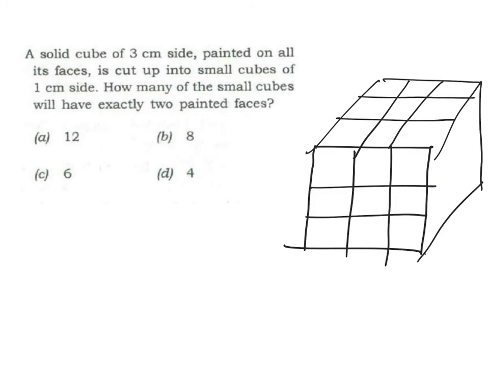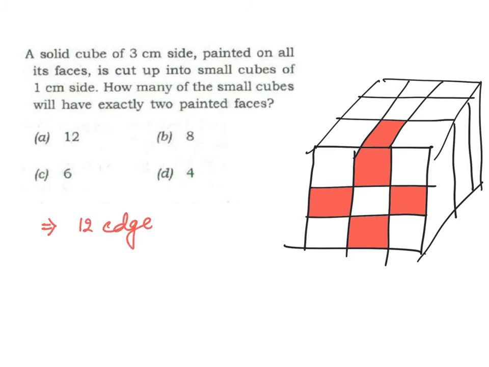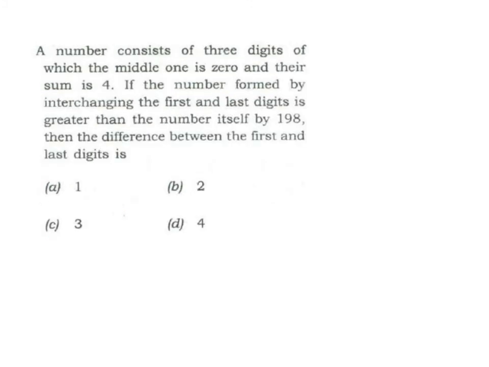Now you are painting it. If you want 2 faces painted, so 2 faces painted will be along the edges. Generally it will be like this or else like this. It will be along the edges. Now look at how many edges we have. So overall for a cube, you will have 12 edges. Upon each edge you have 1 cube. So here it is 12 into 1. So there are 12 smaller cubes which have exactly 2 faces painted. So answer is 12.